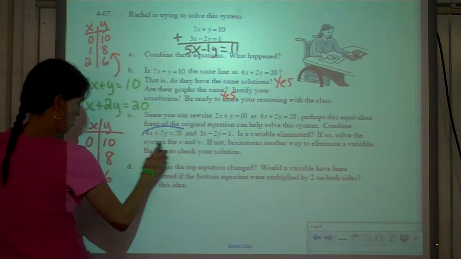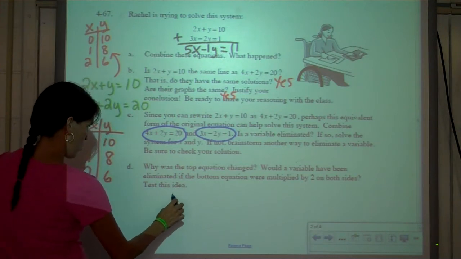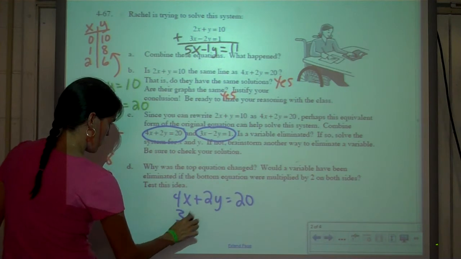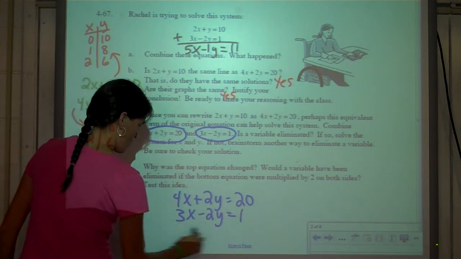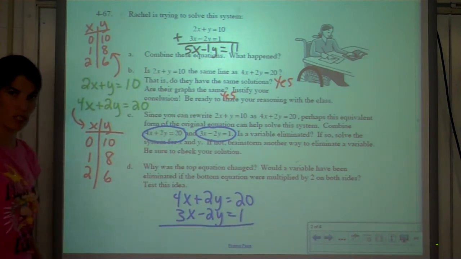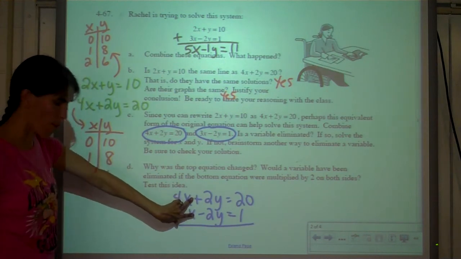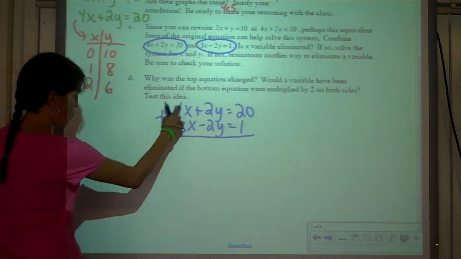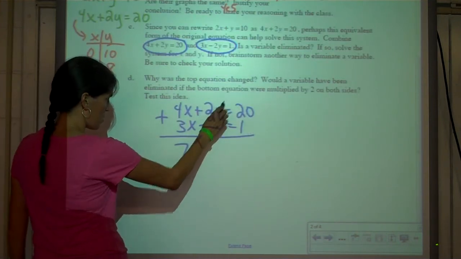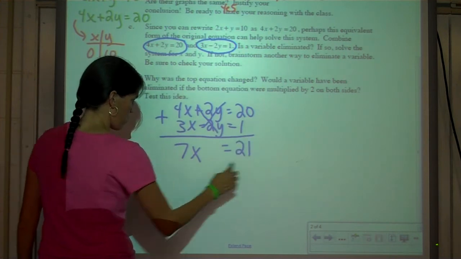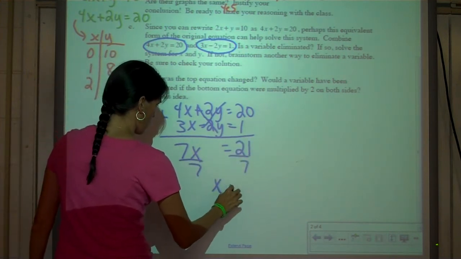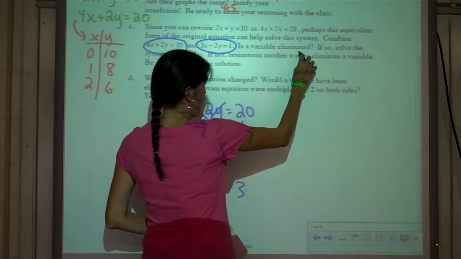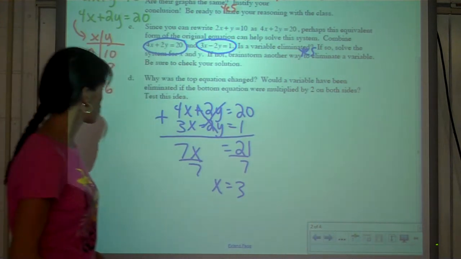So the question is, if I use these two now, can I add or subtract to eliminate a variable? Well, these are opposites, right? So yes, you can. If you add, 4x plus 3x is 7x. Aren't these opposites? 20 plus 1 is 21. So x is 3. It says, is the variable eliminated? Yes. If so, solve the system for x and y.